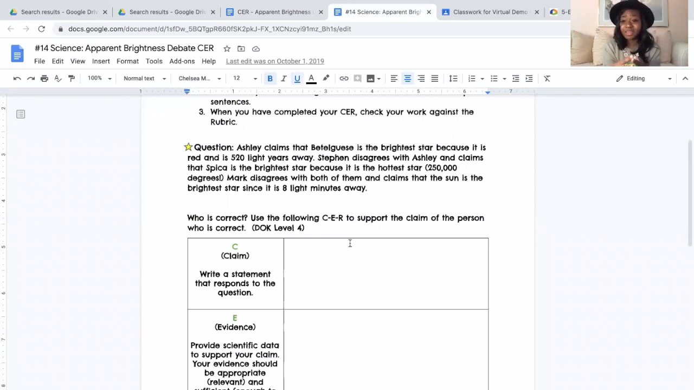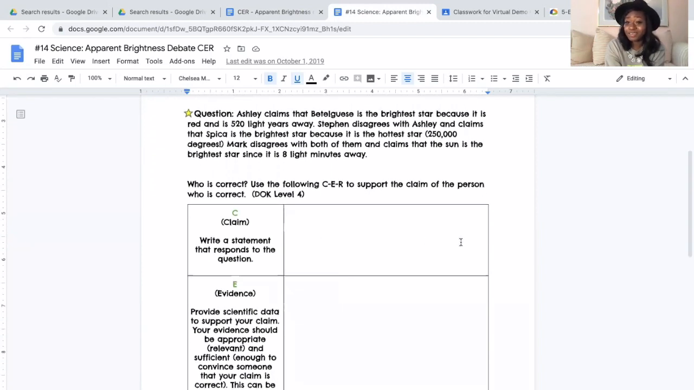And just because a star can be larger, there are some stars that are a million times larger than the sun, yet they still appear dimmer than the sun because the sun is closer to Earth than those other stars. For example, Betelgeuse is 520 light years away, but it's larger than the sun. But because it's so far, it's going to appear dimmer than the sun. So for who is correct, the correct student would be Mark.